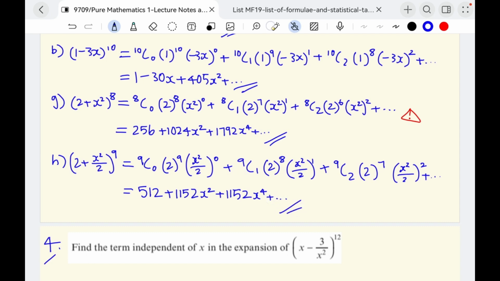So by right for part H, your first three terms are 512 plus 1152 x squared plus 1152 x to the power of 4 and so on. Okay, so for part D, for this you have to be aware that there is a coefficient of x squared, and take a look at the degree of the variable x inside the bracket to be expanded.